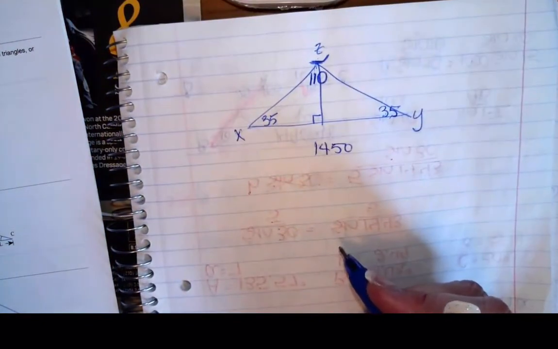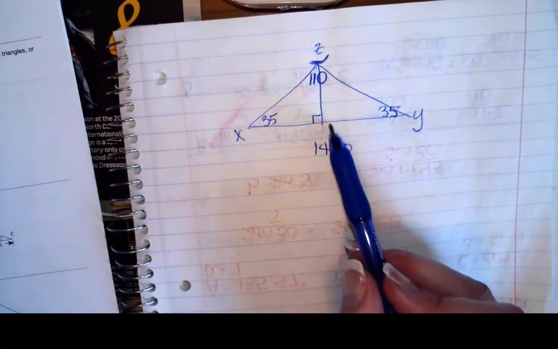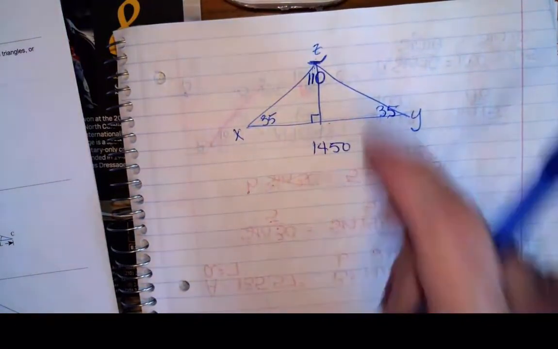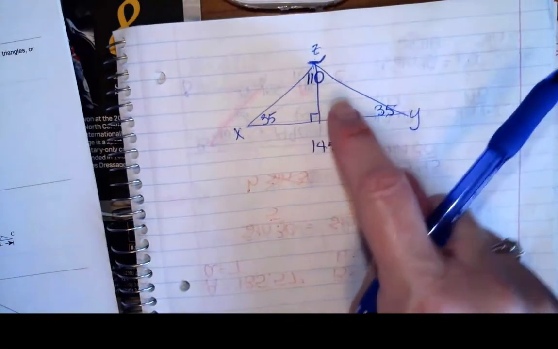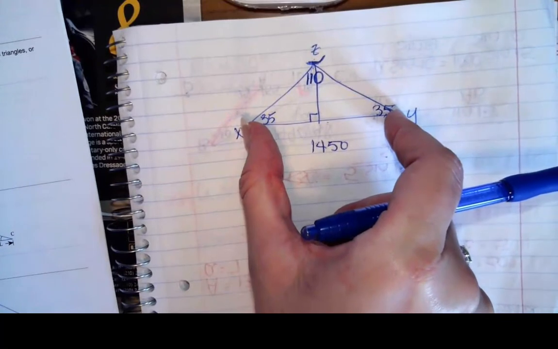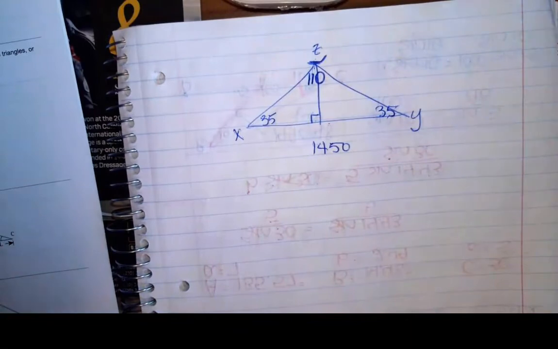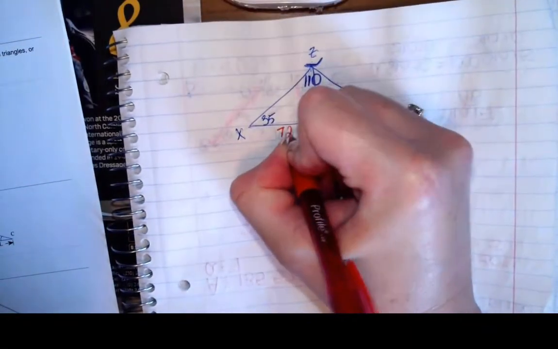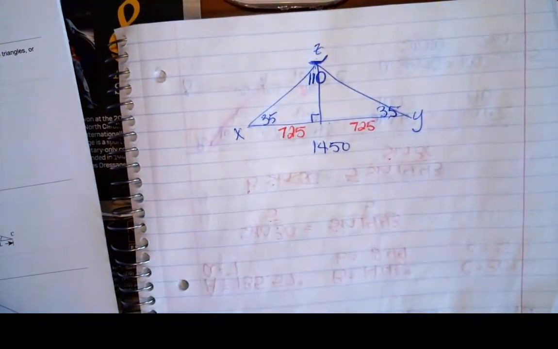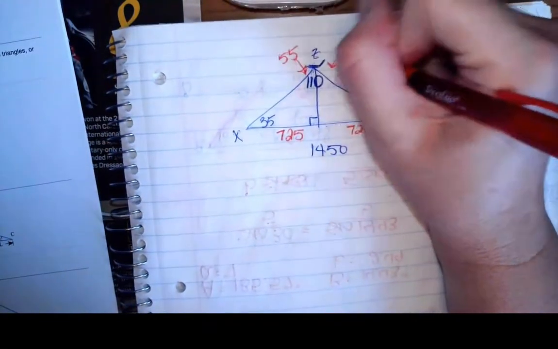Okay, and I can use the fact that this is now an isosceles triangle. If this is isosceles, that means this thing was bisected. So if I'm trying to find this height right here, I can chop this thing in half, because this is a right angle right here. So half of 1,450 is going to be 725 here and 725 here, which means this is 55 and this is 55.